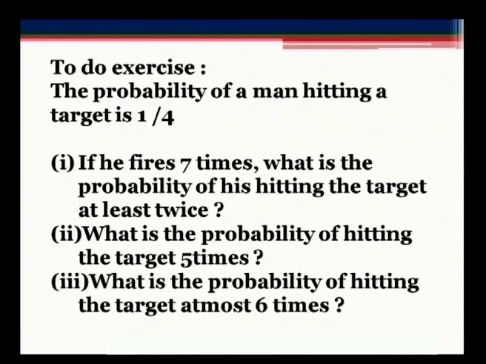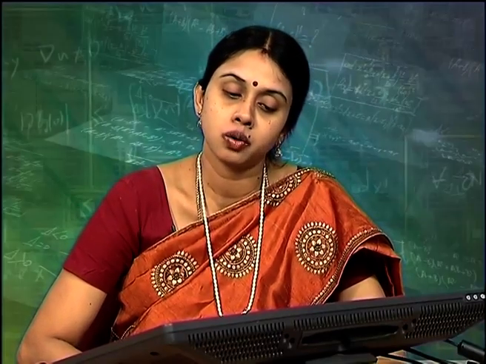Based on the discussion about binomial distribution and the illustration, this illustration can be done by you. The probability of a man hitting the target is 1 by 4. If he fires 7 times, what is the probability of his hitting the target at least twice? So, here n is equal to 7 and p is equal to 1 by 4. The 2 parameter values are known. At least twice, must convert mathematically as greater than or equal to 2. P of x greater than or equal to 2, you have to find out.